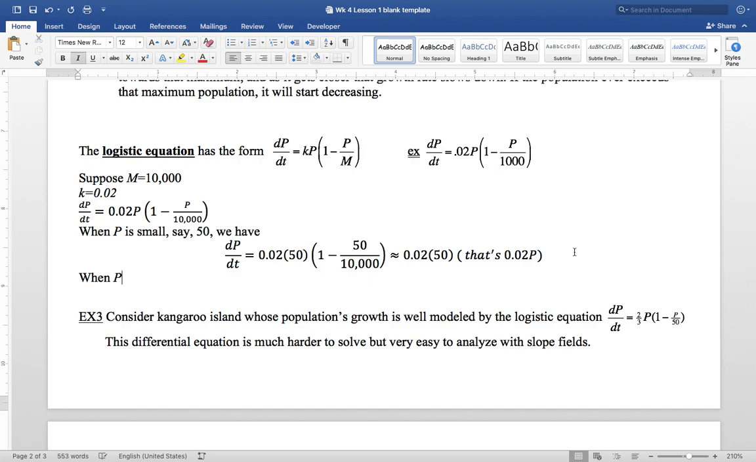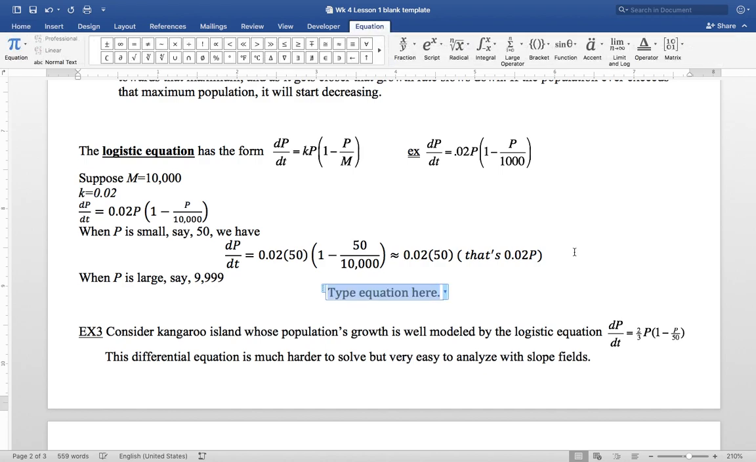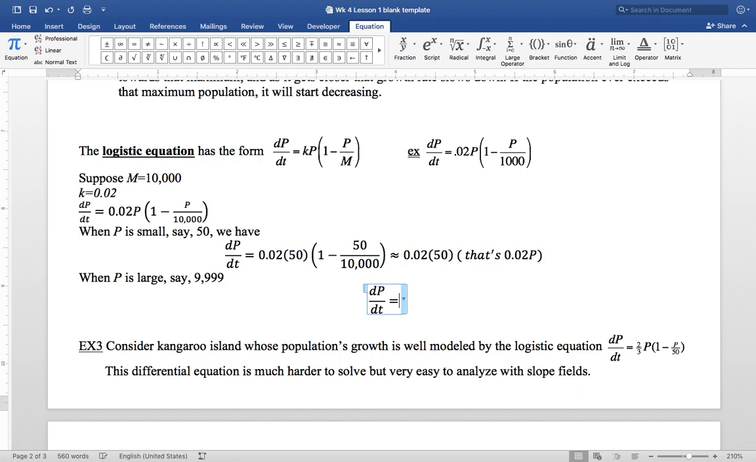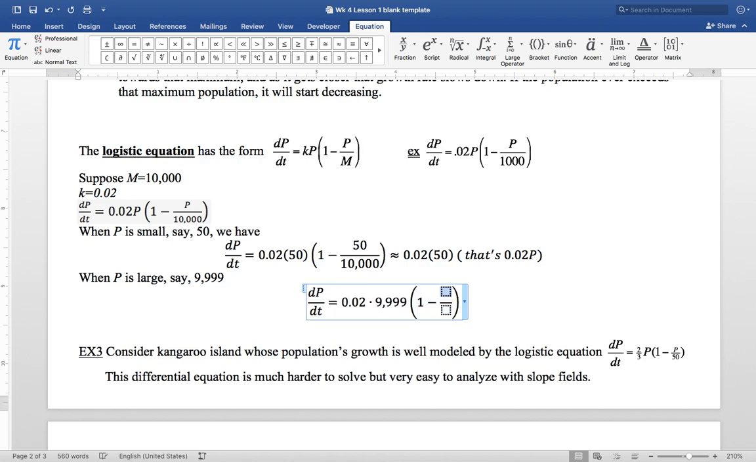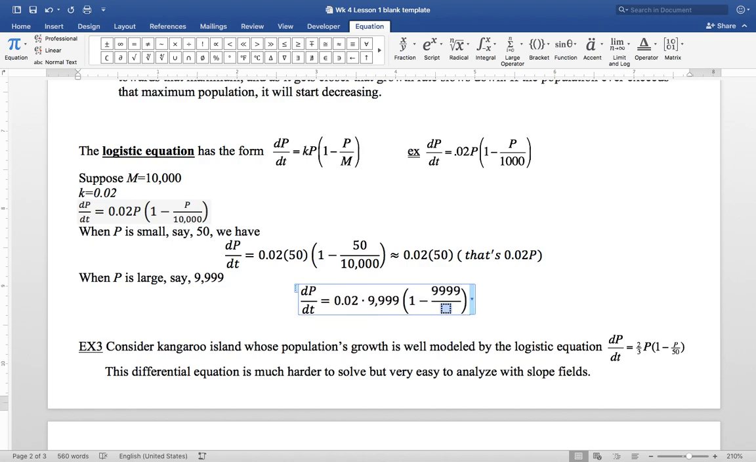when P is large, say like 9,999, that's very, very close to that theoretical maximum. What is the growth rate? We find dP/dt is equal to, again, I'm plugging into the differential equation here, 0.02 times 9,999 times 1 minus 9,999 over 10,000.